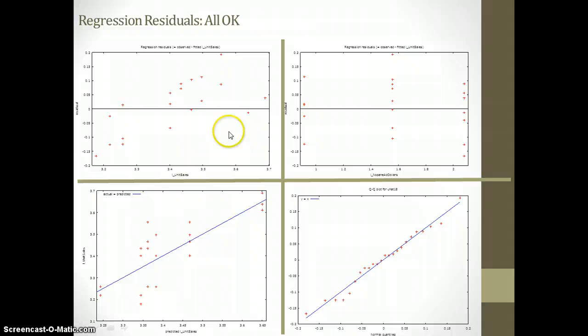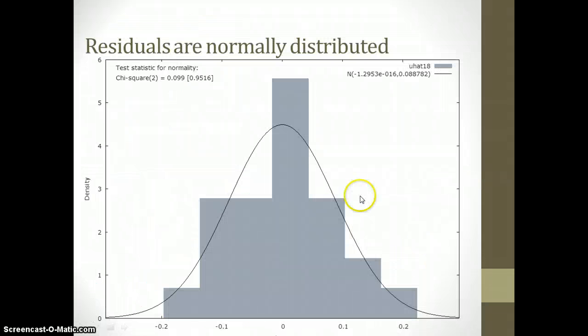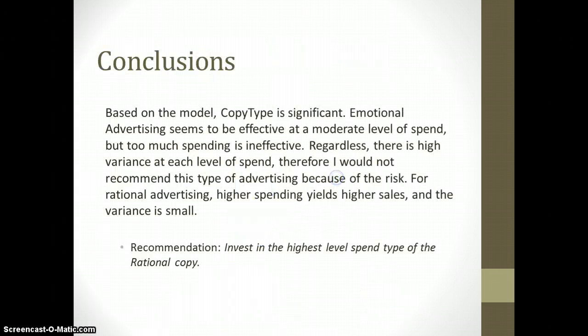So I ran some regression residuals just to make sure that the model checks out okay, and it does. We have a spread on actual versus fitted for unit sales, and for the ad dollars there's a spread as well at the 3 levels. Actual versus predicted looks pretty good, and our QQ plot for the residuals seems to follow the line pretty well. There's a little bit of a pattern here, but in general they look pretty good. Also, the residuals are normally distributed, so that's a great thing to see. Had they not been, we might have had an issue with the data.